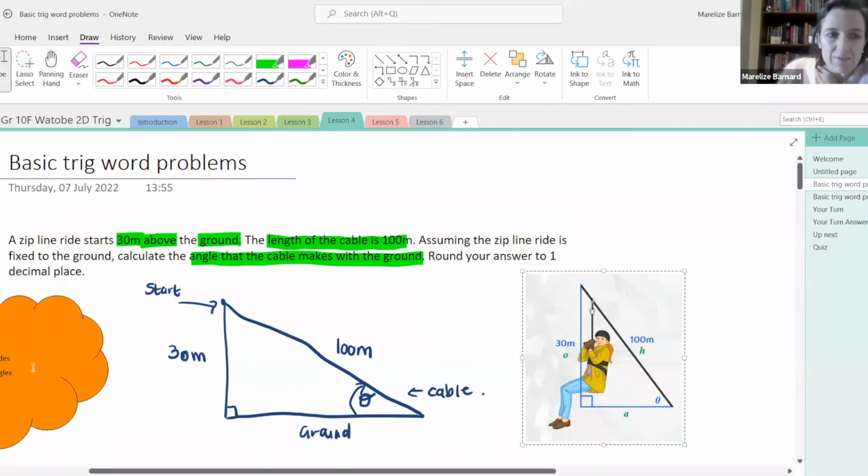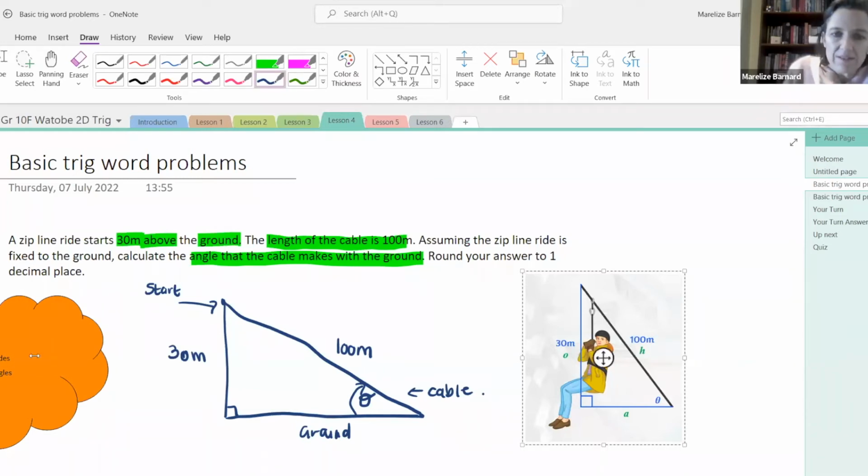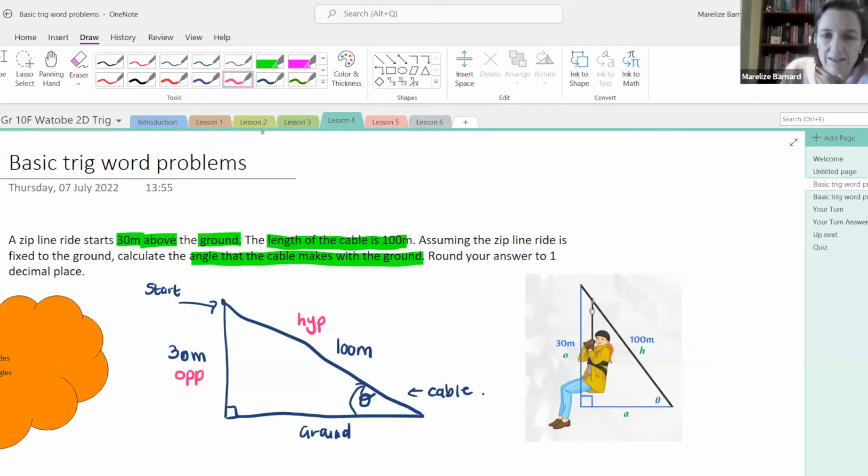And our next step is going to be to label our sides. So if this is 90 degrees, then across from the 90 degrees is the hypotenuse side. Across from theta, my angle, that's the opposite side. And then the side that's next to my angle is the adjacent side. Okay, so that's what we've been going over a few times now in the past few lessons, labeling our sides. So which trig ratio are we going to use to solve for theta?